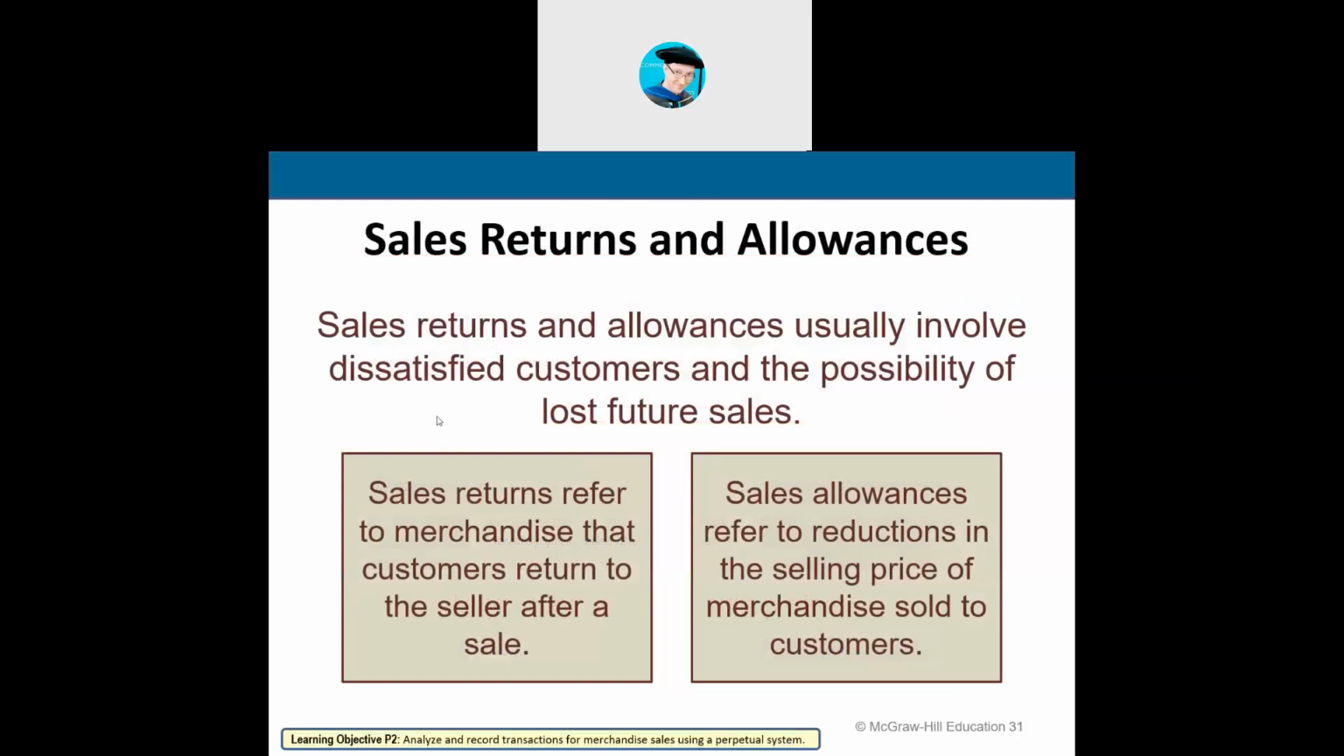Sales returns and allowances. The customer is not happy with us, so we've got to make them happy. Businesses live and die by customer happiness. You all understand that, right? I don't shop at places that I don't like. And I'm sure the rest of you feel the same way. If somebody treated you badly, there's a good chance you're not going to go back there.